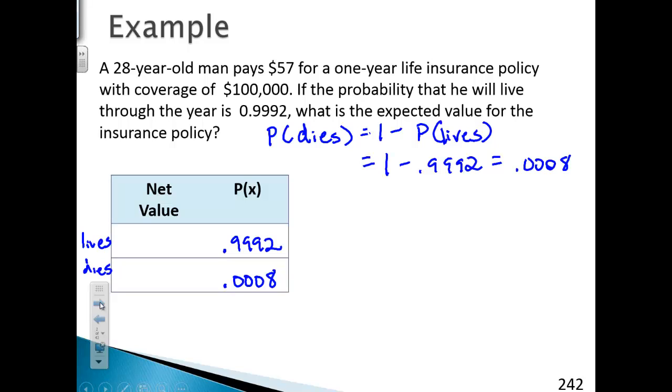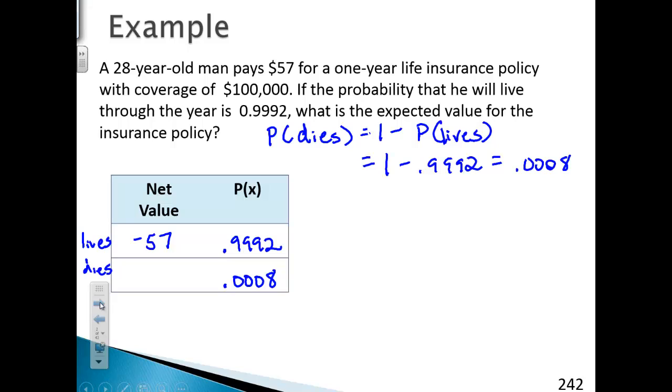Now, what values were linked to those? If he lives, it says that he will receive, or his estate will receive nothing. If he lives, he's paid $57. So when he lives, he's actually losing money. Negative $57. If he dies, then his estate receives $100,000. So he's lost 57, he paid 57.